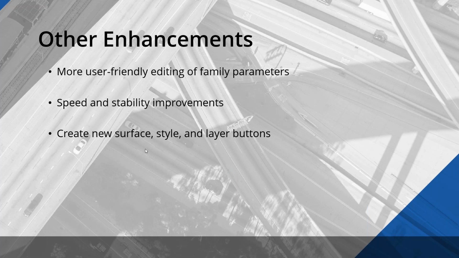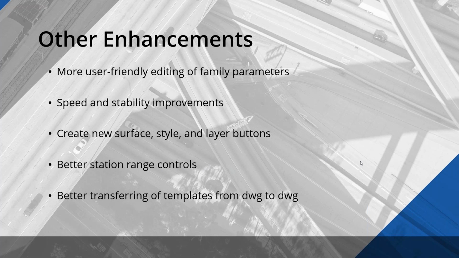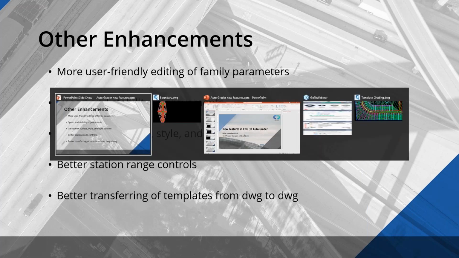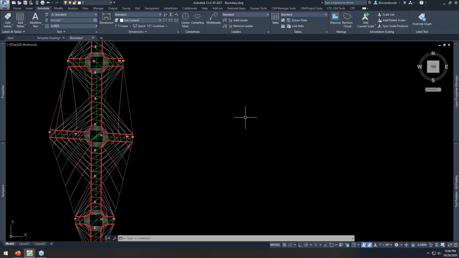And we had a lot of requests for when you're in AutoGrader, give me the ability to create a new surface or a new style or a new layer right on the fly. We have those options in there as well, or a new site, for example. There's better station range controls when you're not grading along the full length of your parent feature lines. And how data transfers from templates from one DWG has been improved as well. So with that, I'm going to jump into Civil 3D, and I'm going to first touch on that automated surface boundary function.